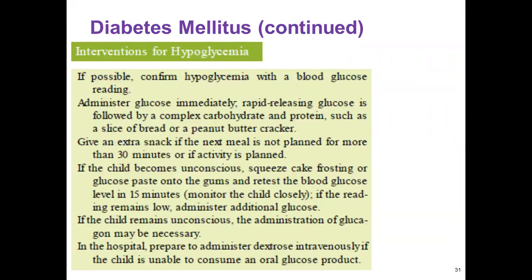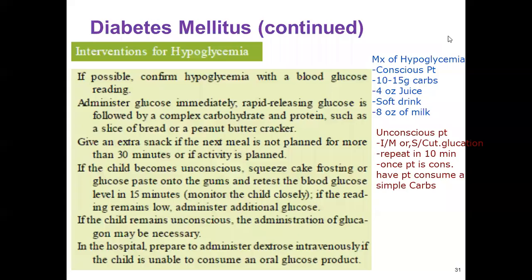Now we're going to focus on how we take care of the patient if they develop hypoglycemia. Intervention for hypoglycemia: when you take care of the hypoglycemic patient, we make sure whether my patient is conscious or unconscious. If the patient develops hypoglycemia, as a healthcare provider, we must know the management of hypoglycemia. First of all, I want to explain a short note. The patient who is hypoglycemic, we categorize as conscious or unconscious.